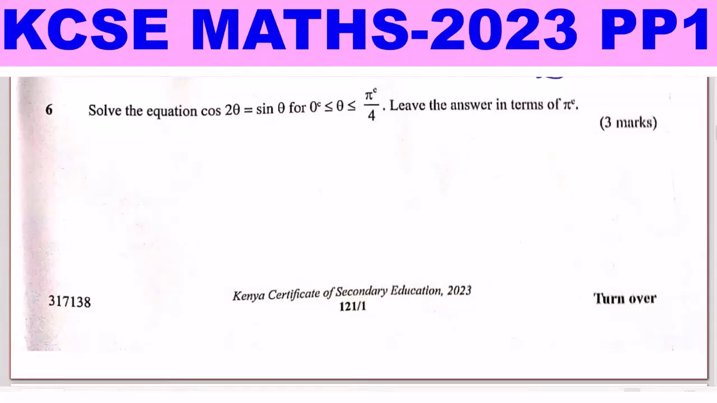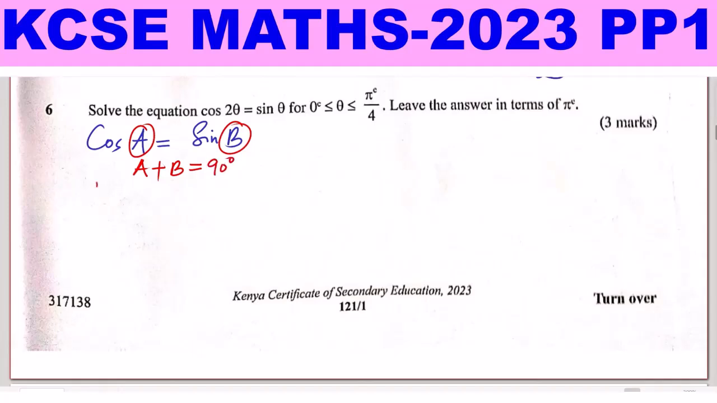Question 6. Solve the equation cosine of 2 theta is equal to sine theta for theta greater than or equal to 0 radians, and also less than or equal to pi radians over 4. Leave your answer in terms of pi radians. So in this question, we are going to use the complementary property in trigonometry. Recall that given cosine of angle A is equal to sine of angle B, then angle A plus angle B should add up to 90 degrees.